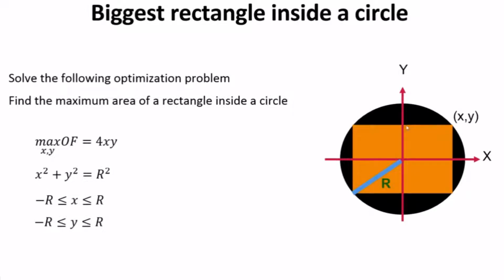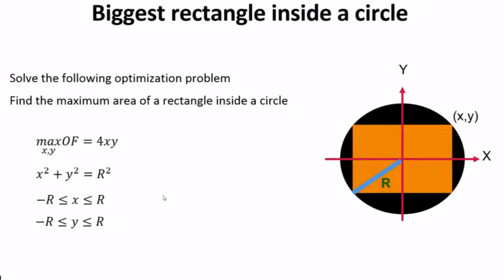Suppose this side of the big rectangle is x, this one is x, this one is y. Then the surface of that rectangle will become 4 times x multiplied by y. And also we have some other constraints that should be written. The x value is between minus r and r. And also y square plus x square is equal to r square. Now we want to find out how we can solve this problem.